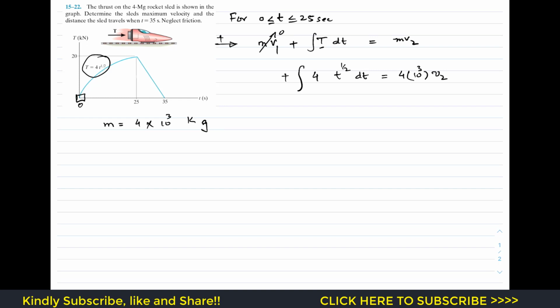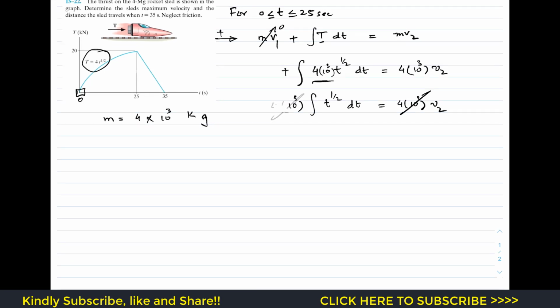And here if we observe this graph, this T is given in kilonewtons. So this means that this is actually 4t to the power 1 divided by 2 into 10 raised to the power 3. So we have to write 10 raised to the power 3 here as well. Now since this is constant, we can write this constant outside of the integration. So that is 4 into 10 raised to the power 3, and the integral of t to the power 1 divided by 2 dt equals 4 into 10 raised to the power 3 v2. This will cancel out on both sides of the equation, so we will be left with this equation.